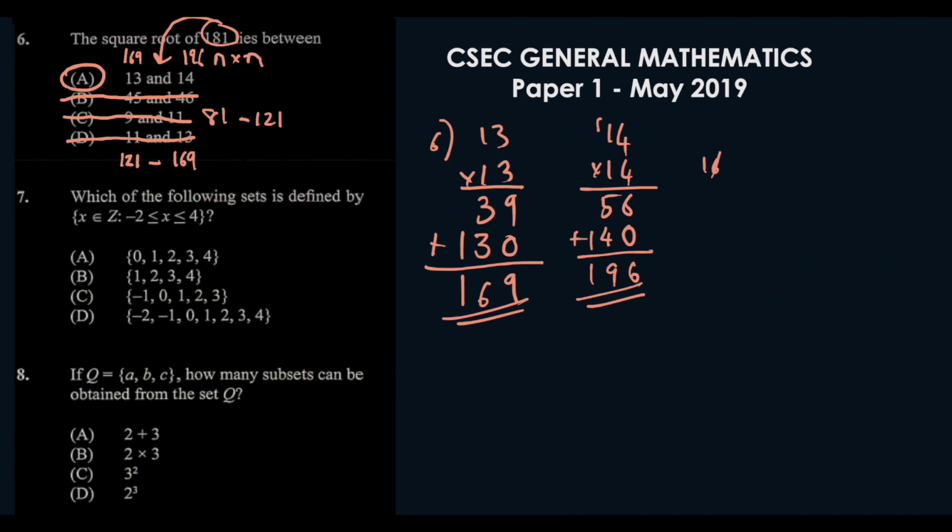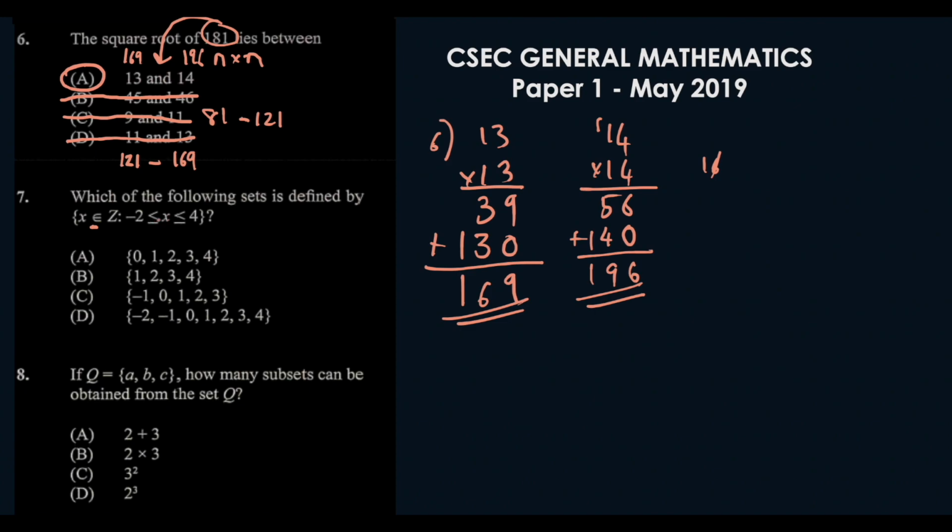So number 7, which of the following sets is defined by x is an element of integers? When we're talking about integers, we're talking about negative and positive numbers. And when we have this here, all this fancy thing means is that, reading right to left, x is more than or equal to negative 2. But it's also equal to or less than 4.